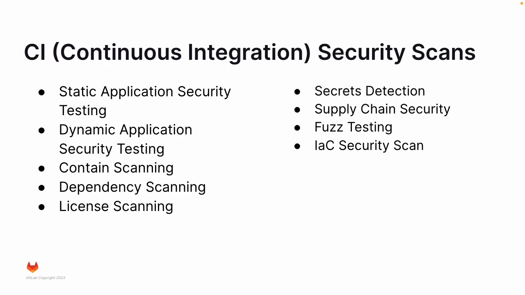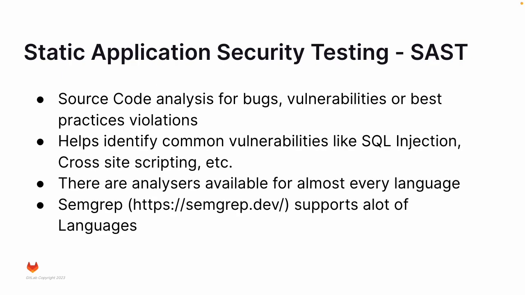Now, a couple of scans that are usually done as part of DevSecOps are things like static application security testing, dynamic application security testing. I'm going to look at each of them. Container scanning, dependency scanning, license scan, secrets detection, supply chain security, fuzz testing, and infrastructure as code security scan. Now, let's look at static application security testing.